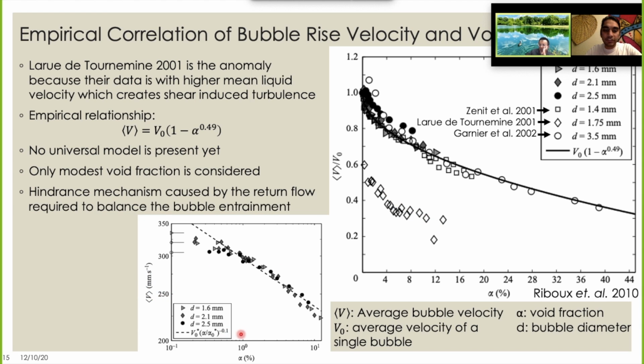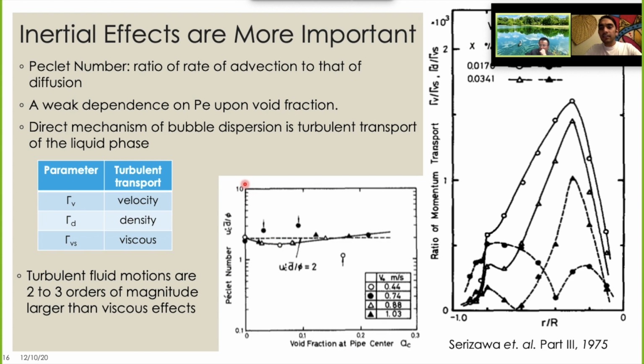Similarly, here a non-dimensional plot is also done, and they see that they get a linear fit with the data that they collected. So the velocity does decrease over various void fractions that we look at. Then we have to realize which forces are more important.